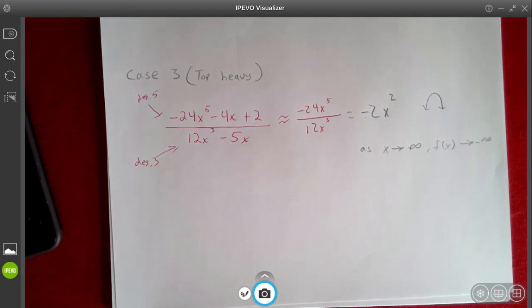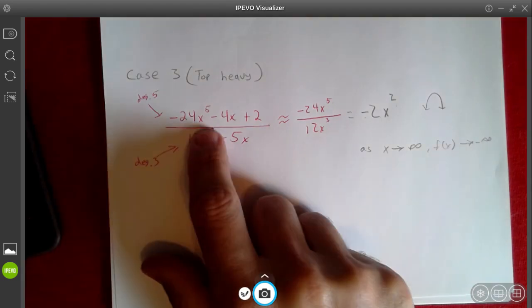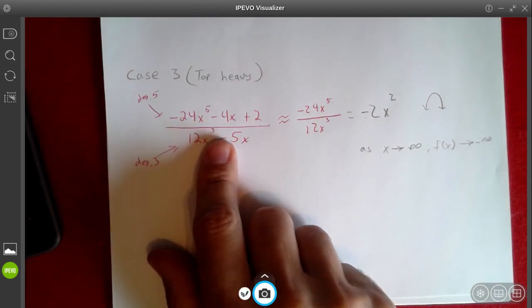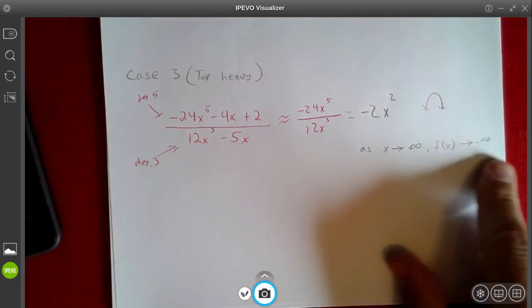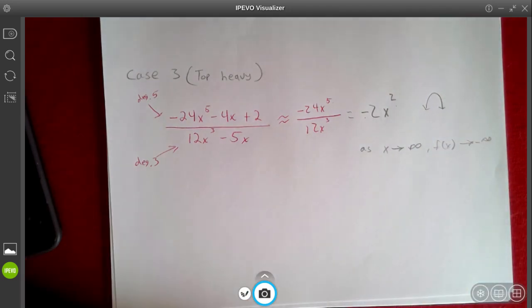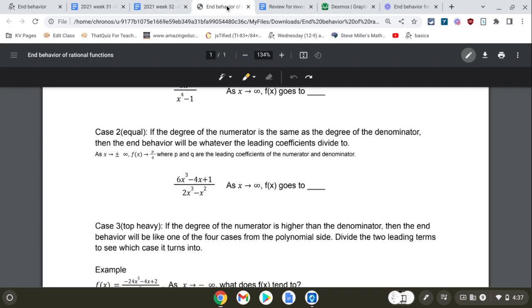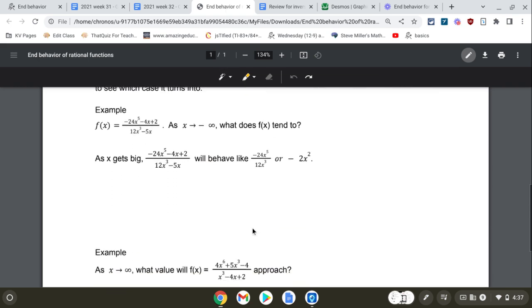Okay. I won't bother, but if you plug in a very large number for x, you'll see that this one actually blows up negative. It's going to get bigger and bigger negative. Let me go ahead and we'll do the one other example from our paper here, our notes.